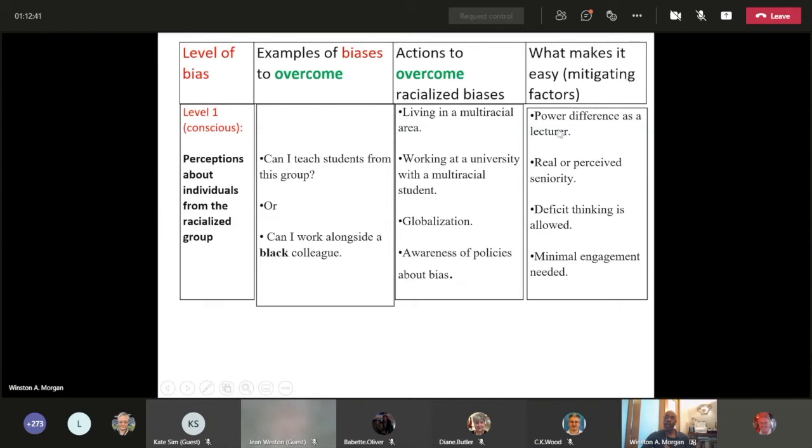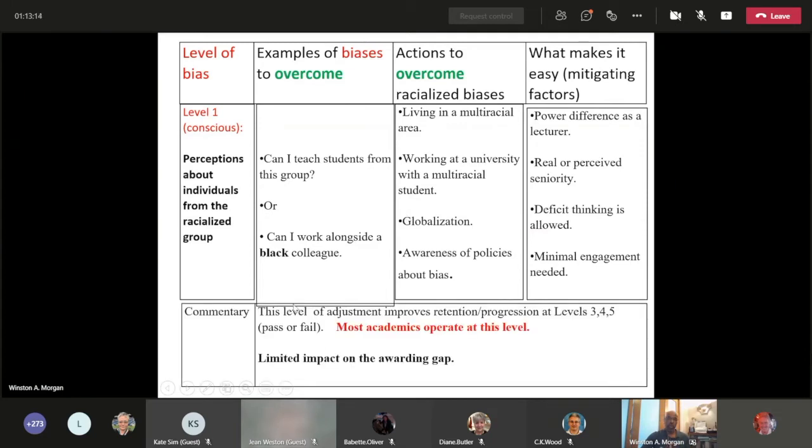And what makes it easier is the power difference, because when we're teaching students, we have the power. We are the tutor, we are the lecturer. Also, again, we have what I might term real and perceived seniority. So we can overcome these sorts of biases that we might have. We also, at this stage, can still allow deficit thinking, because we're the tutor. These students need our help. They're not as good as we are, and it requires minimal, if you like, deep engagement in this process of overcoming our biases. But what is the consequence of this?